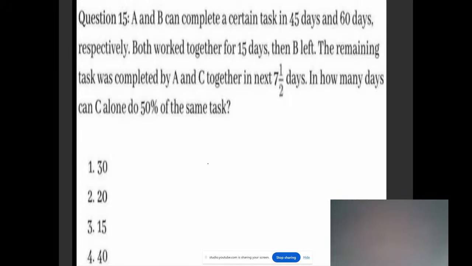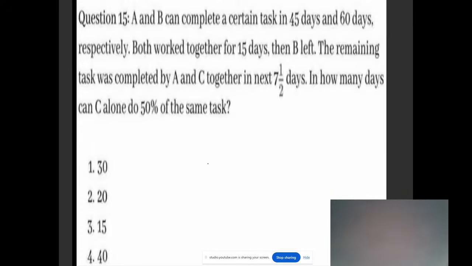Okay, next one. So we have the last three questions. This is related to time and work.